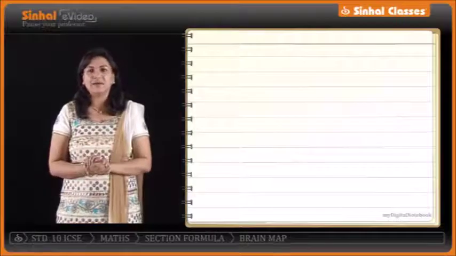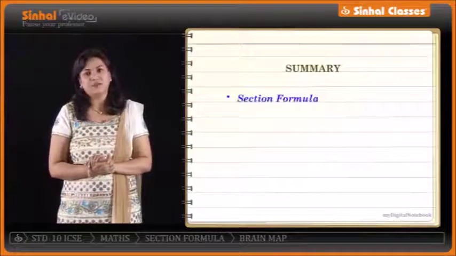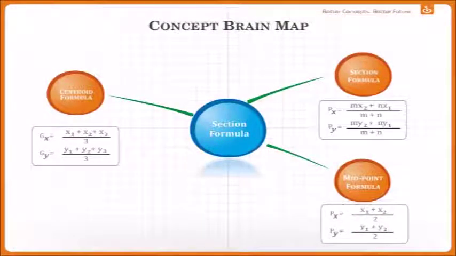Now let's look at the brain map for this topic. We now know the section formula, the midpoint formula and the centroid formula. Let's revise them at a glance. Section formula. If A and B are 2 points with coordinates x1, y1 and x2, y2 and P, x, y divides the join of AB in the ratio m:n, then the coordinates of P will be mx2 plus nx1 upon m plus n and my2 plus ny1 upon m plus n. This is the section formula.